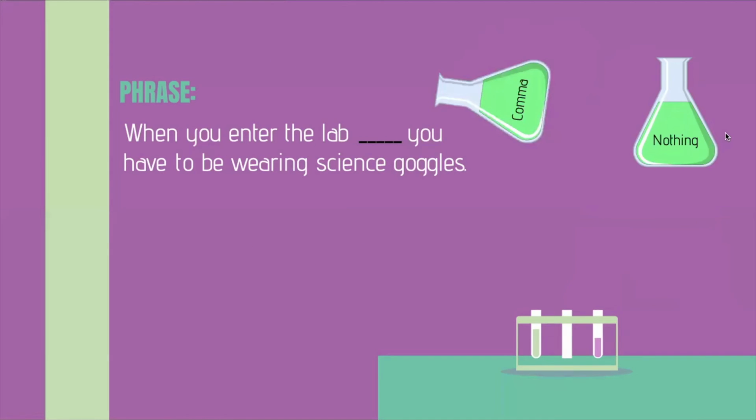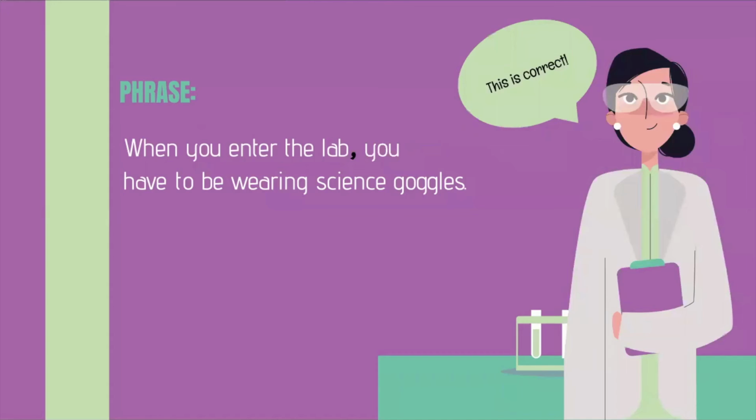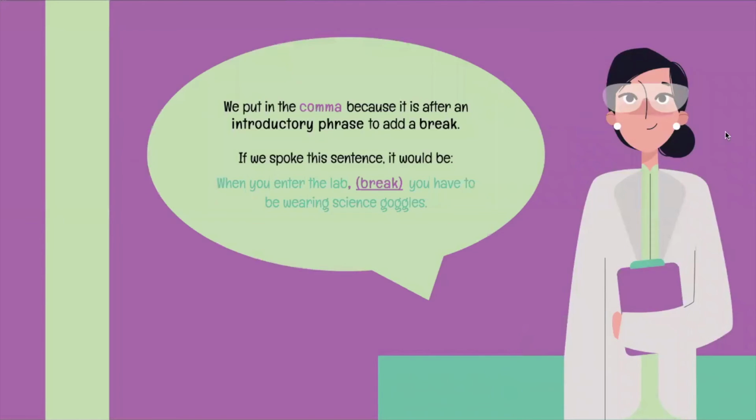Let's try the other beaker with putting a comma after the word lab. Yes, it worked again. This is correct. We put in the comma because it is after an introductory phrase to add a break within the sentence. If we spoke this sentence, it would be, when you enter the lab, you have to be wearing science goggles. You will notice that after the comma, we used a breathing break.